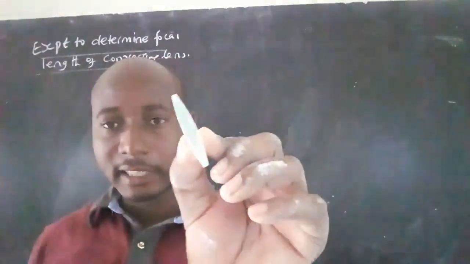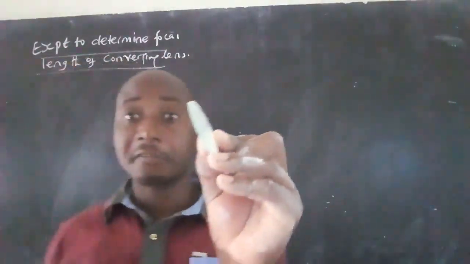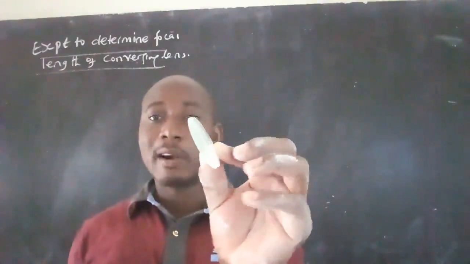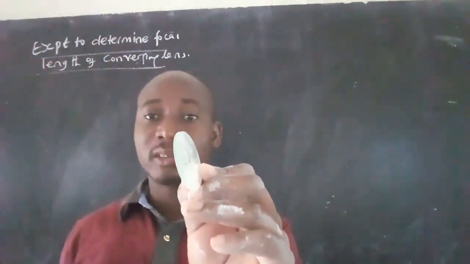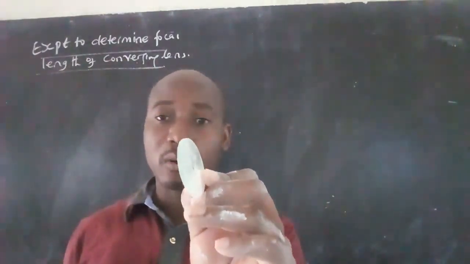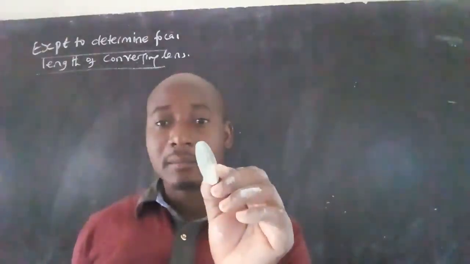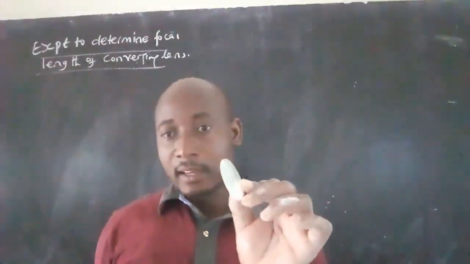Okay, this is a converging lens. Now the converging lenses are of different thicknesses. The thicker one has a short focal length. The focal length is small. Those which are very thin have a high focal length. So we shall have method one.